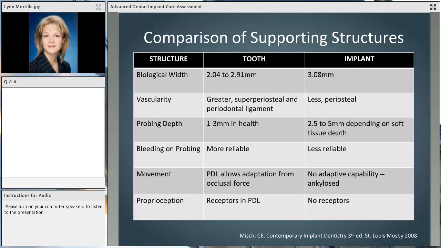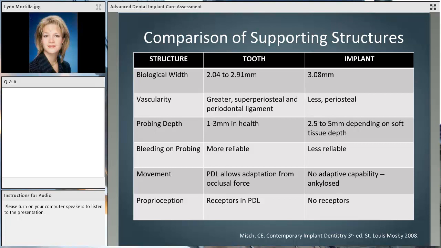We know how teeth erupt into the mouth. We know the biological width. We know the probing parameters for them. 1 to 3 is healthy. 4 to 5 is a problem. Anything past 5 millimeters is an established periodontal pocket.